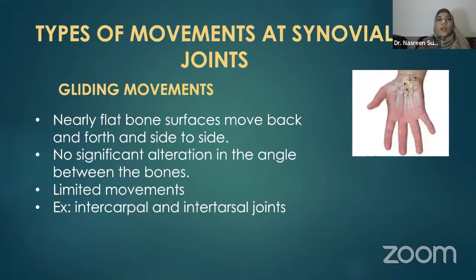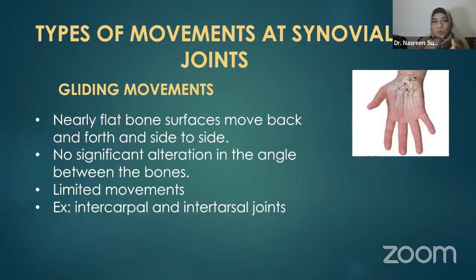Yes. Now coming to the types of movements at the synovial joints. The first type is the gliding joints. Gliding joints means two flat surfaces moving like this, gliding back and forth, or sometimes side to side. Really flat bone surfaces move back and forth or side to side, so there will be no alteration.